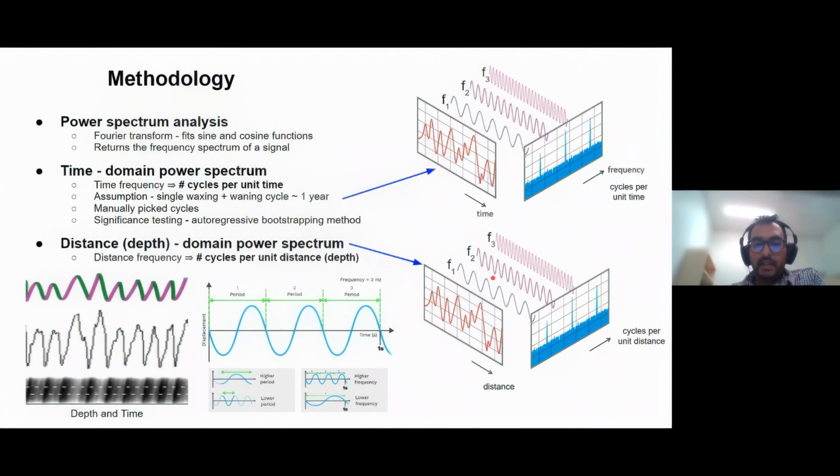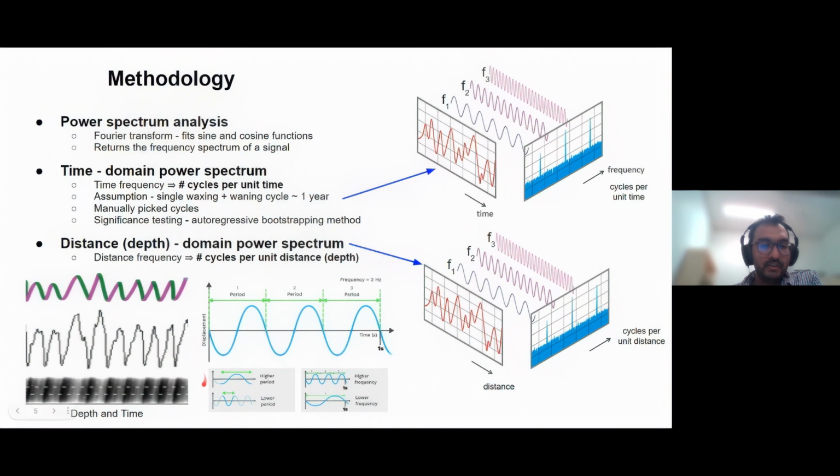And an alternative way of looking at a signal like this. So in this case, we have HU values that change with depth. Instead of using time, we can also use distance in a power spectral analysis. If you use distance rather than time, then the power spectral analysis will give us the number of cycles per unit distance, which also provides us useful information about the depositional environments that occurred during the past times.